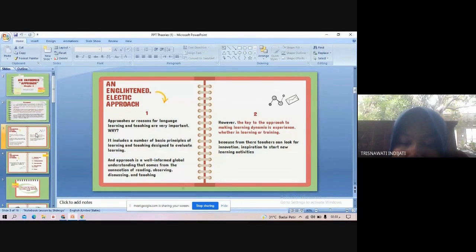Slide 4. So the bottom line: approach is influenced by a number of factors. 1. Experience as a class learner. Pengalaman sebagai pembelajar. 2. Teaching experience. 3. Class observation. 4. Books that have been read. And 5 is courses.